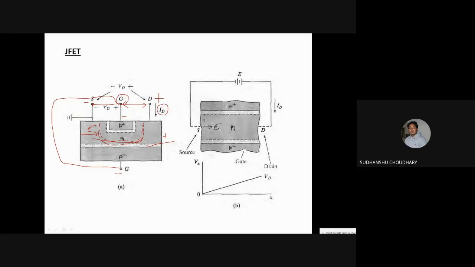Okay. So that is actually the principle of the JFET. That is how to control this drain current via application of a bias voltage on the gate. So that is actually the principle of this JFET, that is, how to control drain current by varying the bias voltage on the gate terminal.